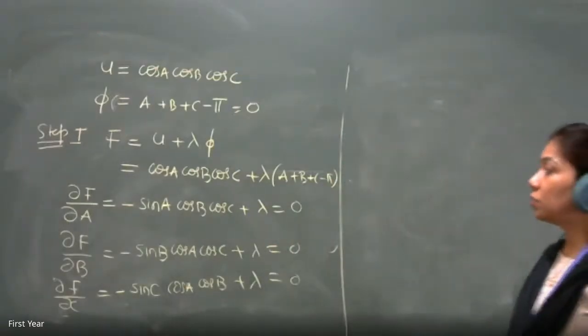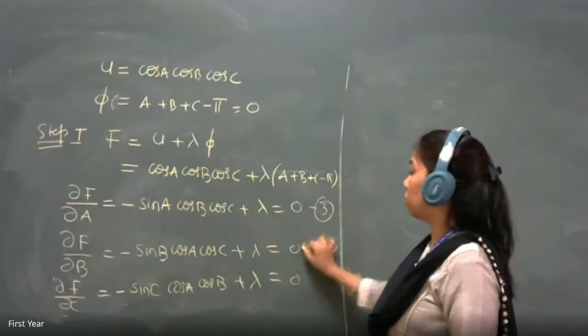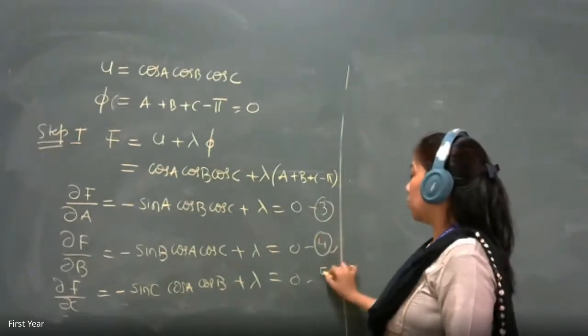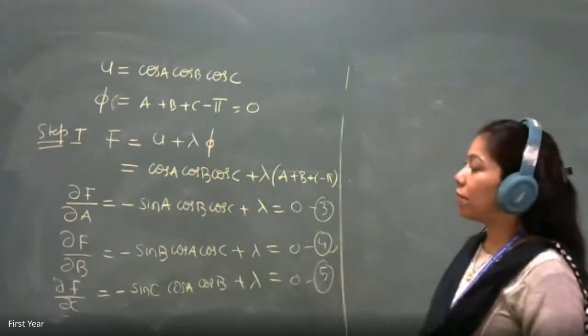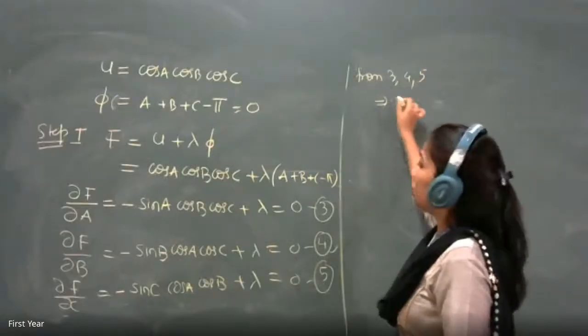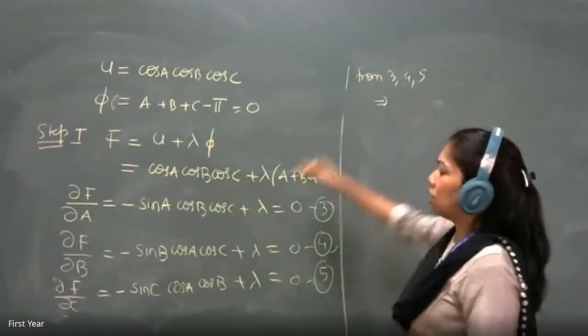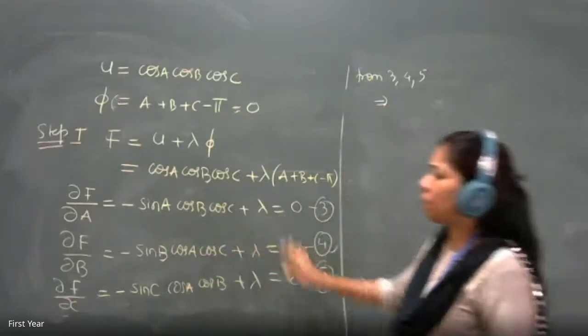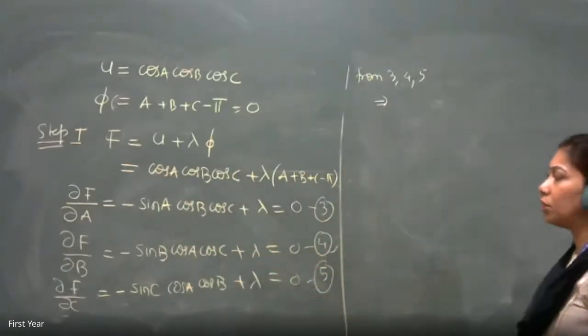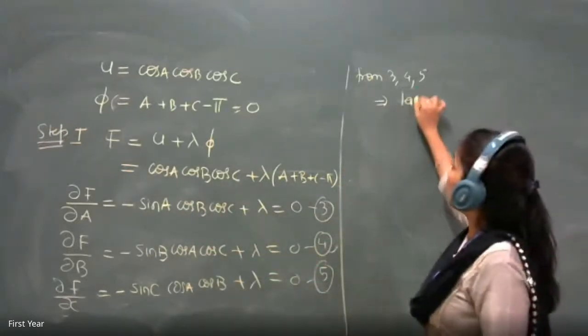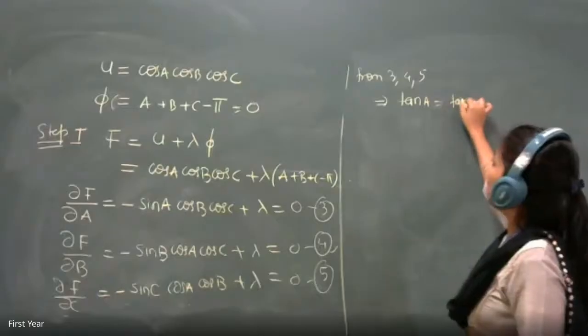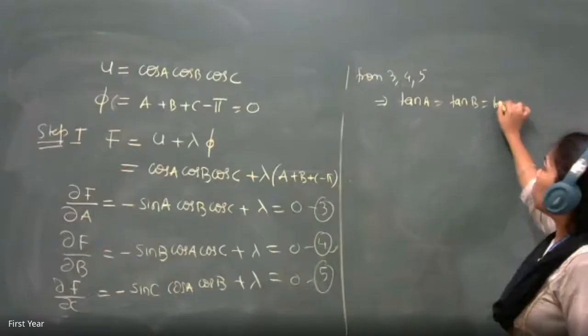Now, with the help of these three equations, call them 3, 4, and 5, and comparing the value of lambda, what will you get? Tan A equal to tan B equal to tan C. From 3, 4, 5, we get this. Everybody understood how we got it? We divide by cos A, cos B, cos C, and we get tan A equal to tan B equal to tan C.